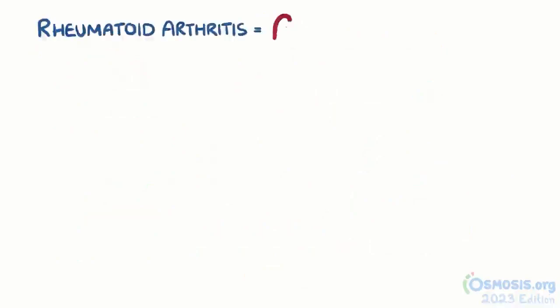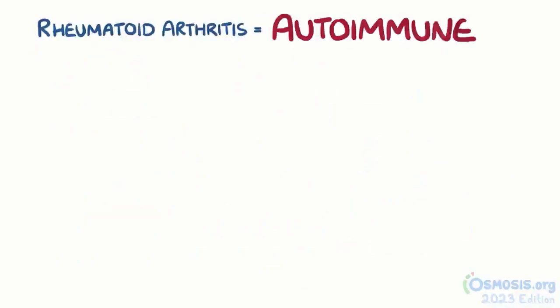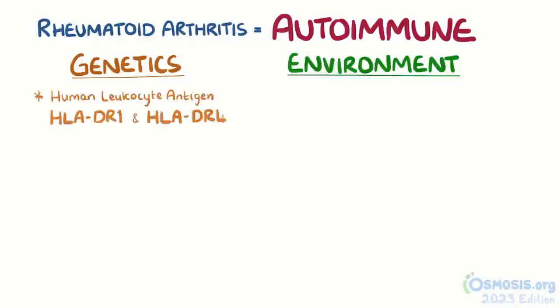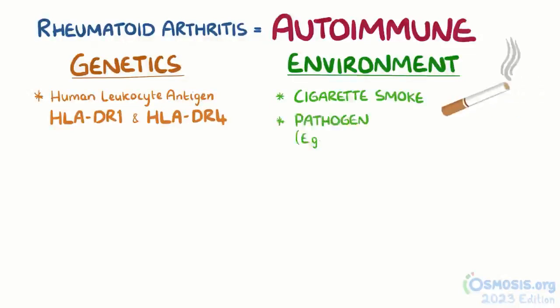Rheumatoid arthritis is an autoimmune process that's typically triggered by an interaction between a genetic factor and the environment. For example, a person with a certain gene for an immune protein, like human leukocyte antigen or HLA-DR1 and HLA-DR4, might develop rheumatoid arthritis after getting exposed to something in the environment, like cigarette smoke, or a specific pathogen, like a bacteria that lives in the intestines.